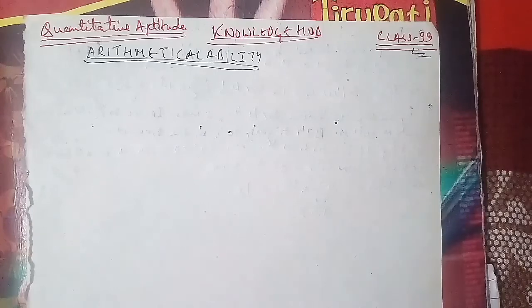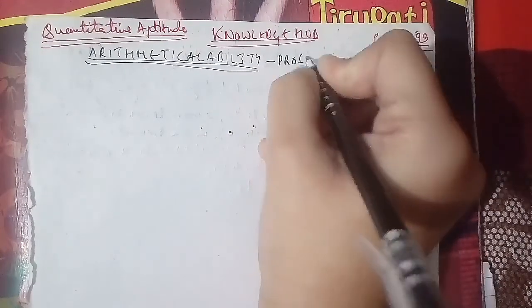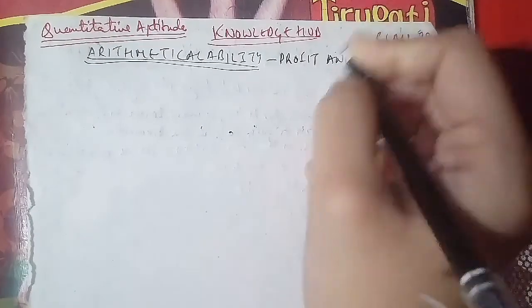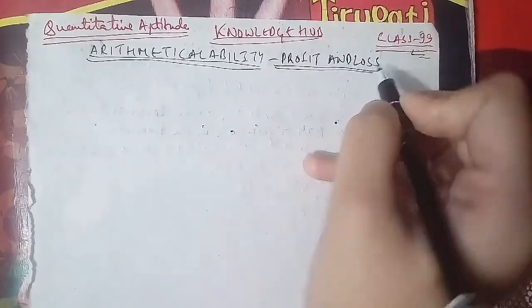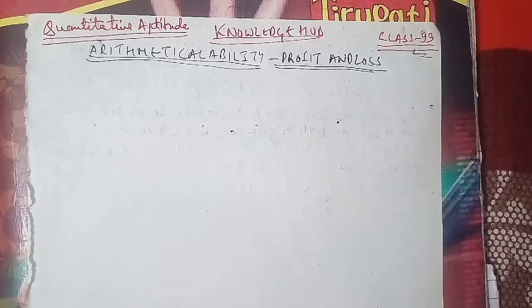On the same lines, we have to discuss arithmetical ability, and we have to cover profit and loss. In profit and loss, we had done the 93rd question in the last class, and now we'll discuss another important one, the 94th question of the session. Let's go ahead.